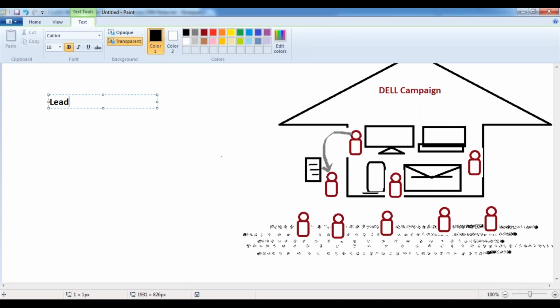What do you mean by lead? A lead is nothing but a person who just showed interest in your product or service. You may be offering either a product or a service. In your product or your service, if anybody showed interest, those people are called leads.